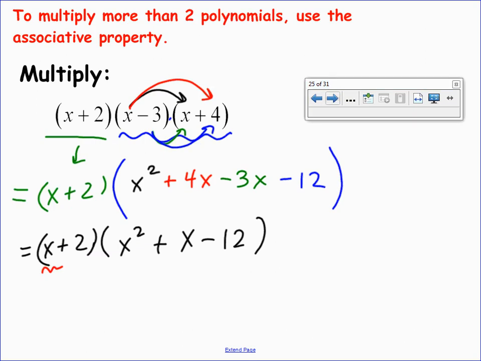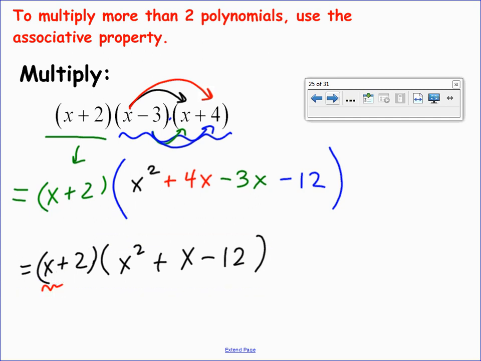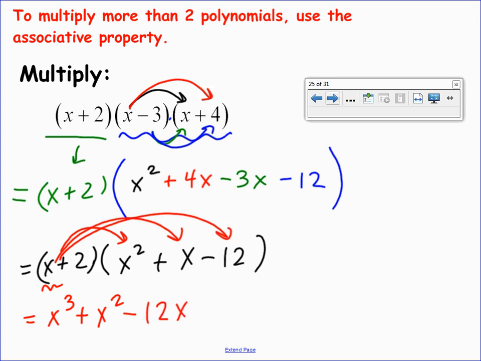And what are we going to do? We're going to multiply it all the way through that second set. So let's try it. Here we go. X times x squared is x cubed. X times plus x is plus x squared. X times minus 12 is minus 12x.